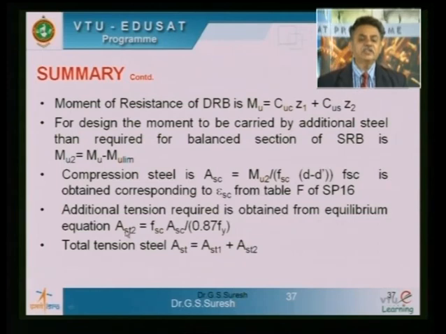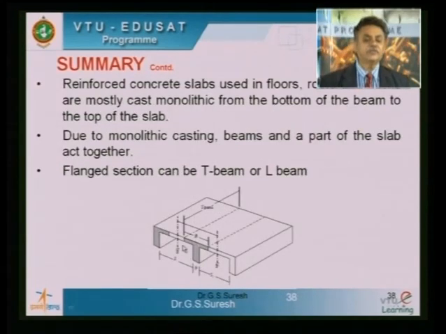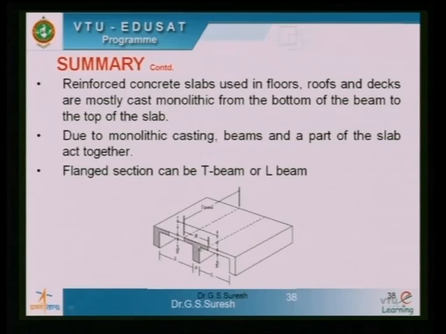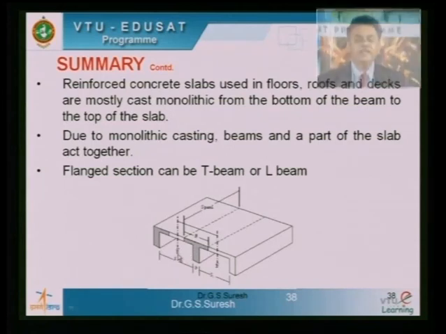Then I calculated the additional steel required from equating the compression force and tension force for the second case. So Ast equal to Ast1 plus Ast2. Just now I introduced you to the concept of T beam and L beam. The monolithic construction of slab and beam together makes it as a flanged beam.